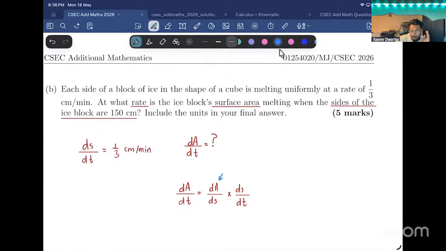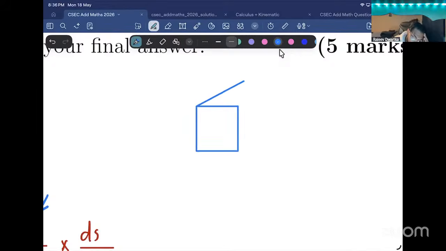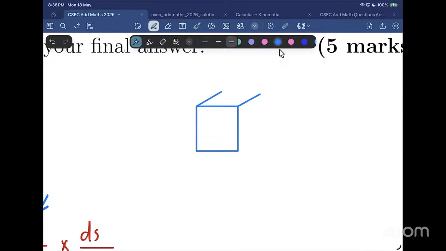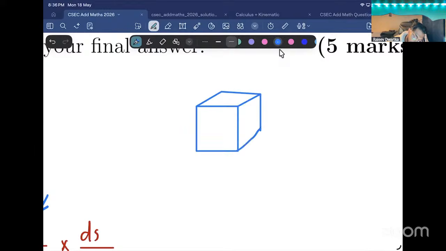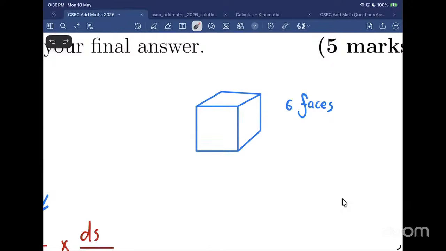Well, if they tell me I'm dealing with a cube, right? How many sides does a cube have? 12, I think. No. I should say faces, it makes it easier to understand. How many faces does a cube have? 6 faces. You have 1, 2, 3, 4 all around, and then you have the top and the bottom. So that would count to 6.